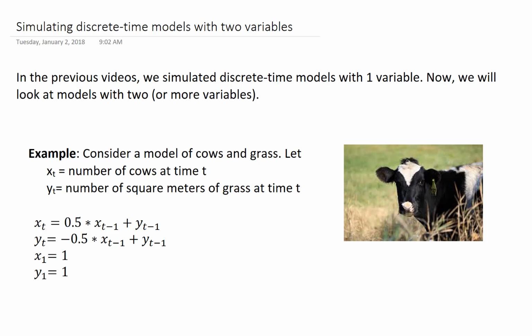In our first equation, we have x sub t equals 0.5 times x sub t minus 1 plus y sub t minus 1. The second equation says y sub t equals negative 0.5 times x sub t minus 1 plus y sub t minus 1, and then we're given some initial conditions. So the number of cows at time 1 is 1 cow, and the number of square meters of grass at time 1 is also 1. I'd like to look at these equations in more detail and see how they make sense in the context of the cows and the grass.